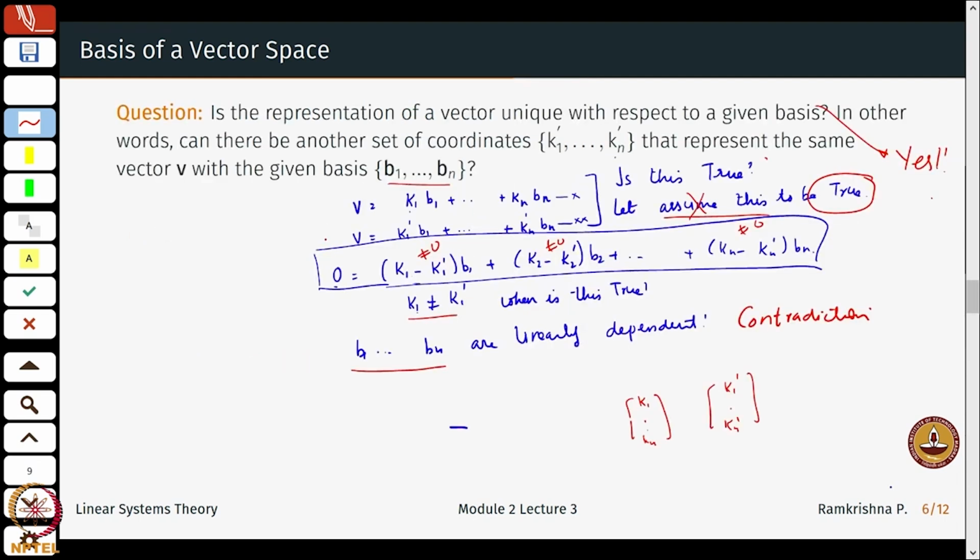So what is unique is, given a basis, the coordinate representations are unique. So this k1 till kn will be for some basis, say b1 till bn. However, there could be other bases b1 prime till bn prime, for which the coordinates will be k1 prime till kn prime.